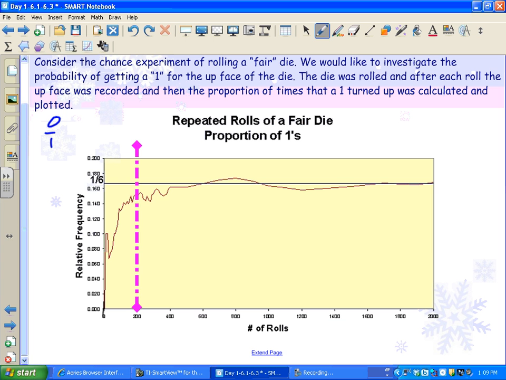Success over total. Then I roll it again, it's going to be 0 out of 2. And then I might get a 1 there, and it's going to be 1 out of 3. So now my probability of rolling a 1 is 0.3333. I might get another 1, make it 2 out of 4. That'll bump it up to 50%. But then I'll probably not get a 1, and not get a 1, and not get a 1, and then get a 1, and then not get a 1.